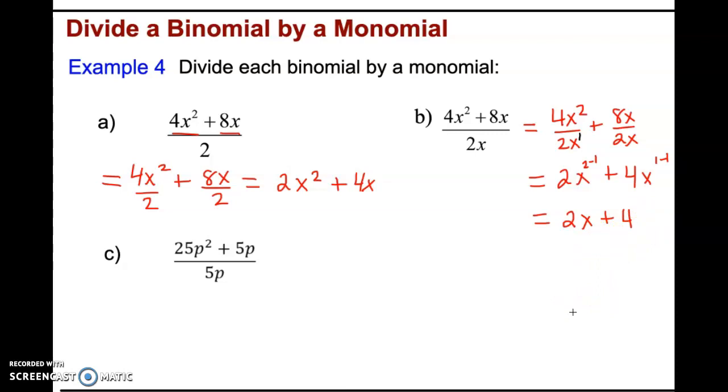Let's look at one more example here. We'll look at example C. So we have 25p squared plus 5p divided by 5p, and so we'll write them again separately. 25p squared over 5p plus 5p divided by 5p.